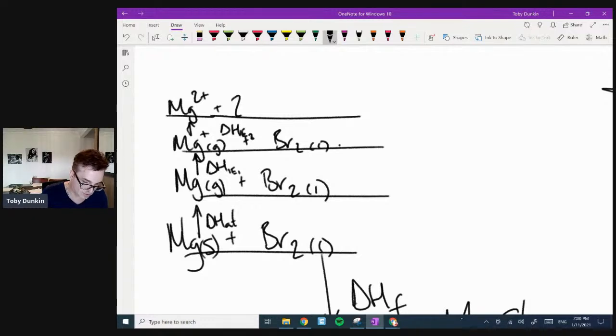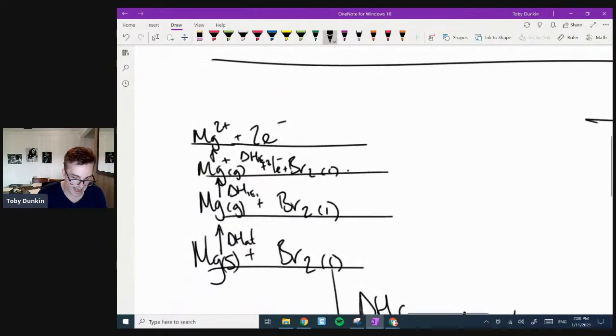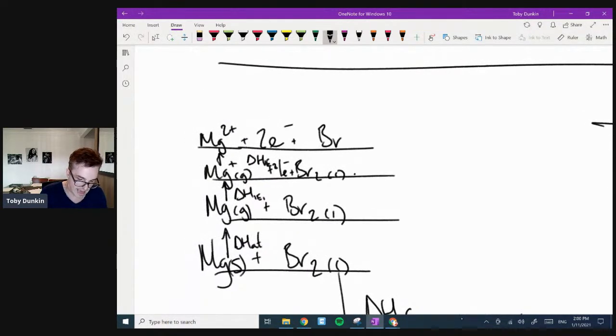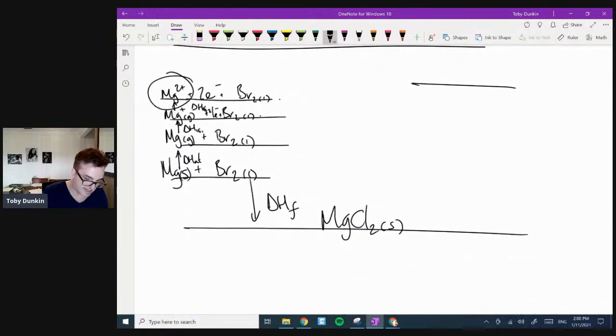I've now got 2 electrons on the shelf. I missed my electron on the other one. Electron, there we go. And then bromine still remains there as a liquid, unchanged. Now my magnesium is ready to go. The magnesium now matches what I need for the salt.